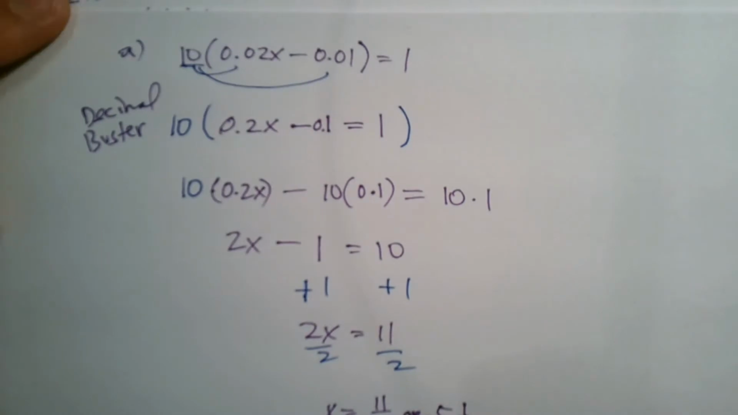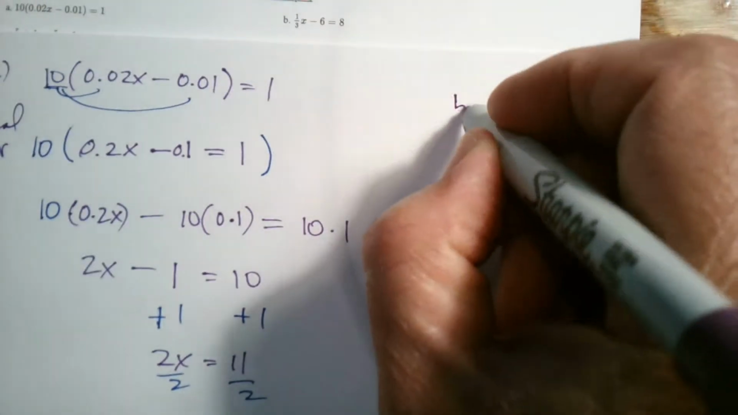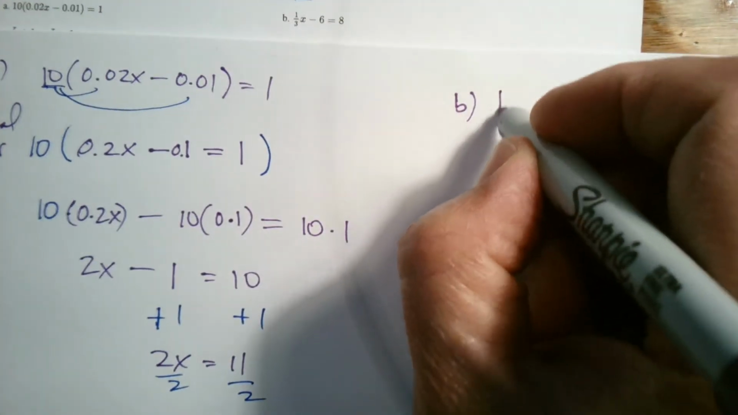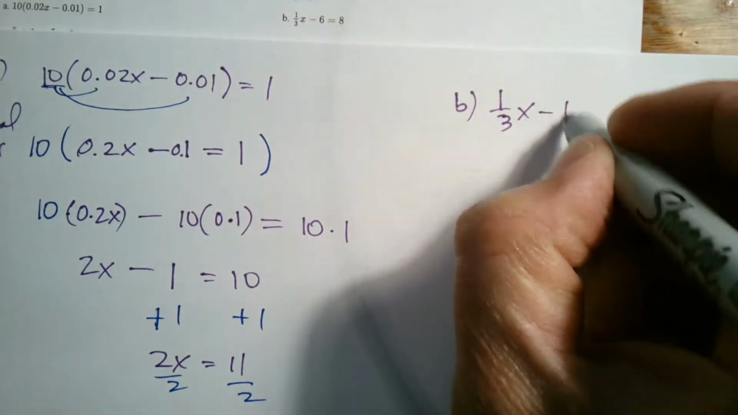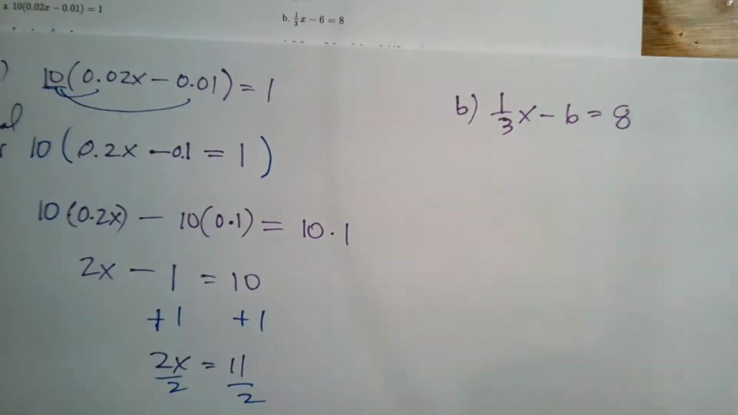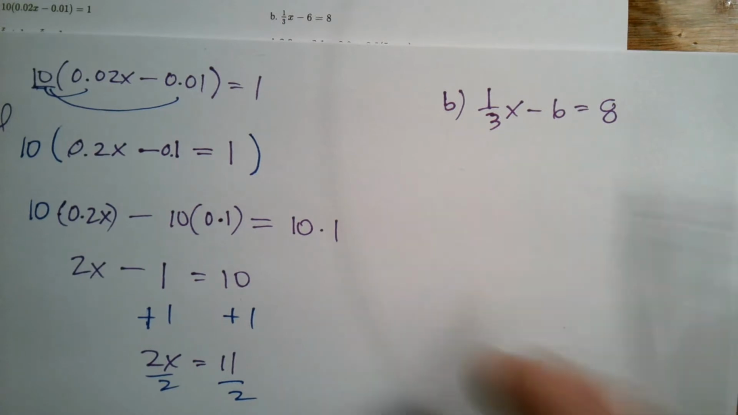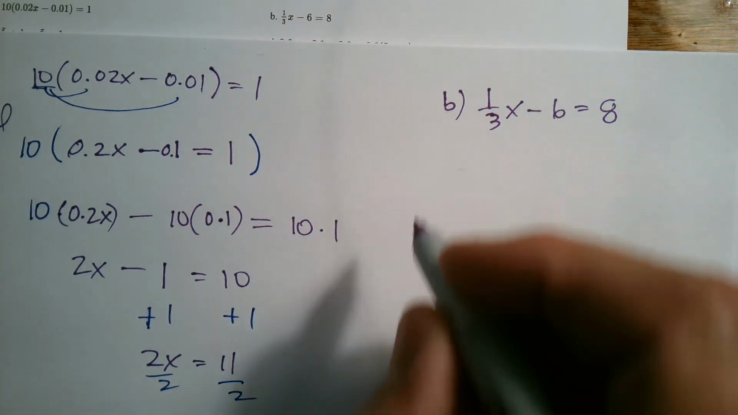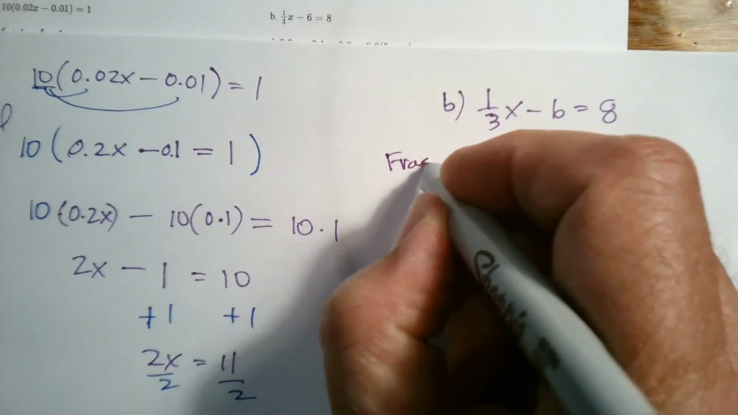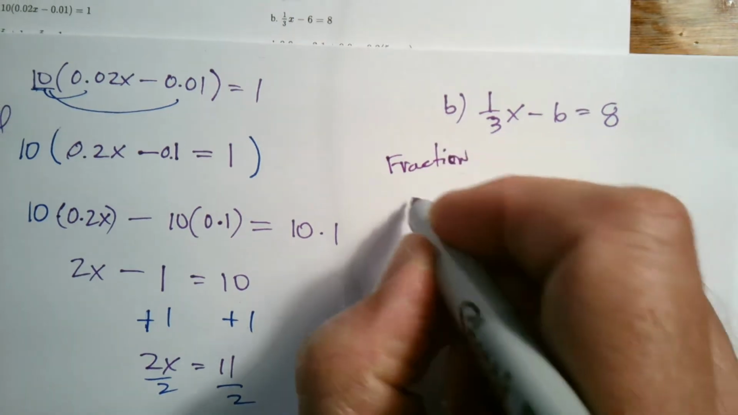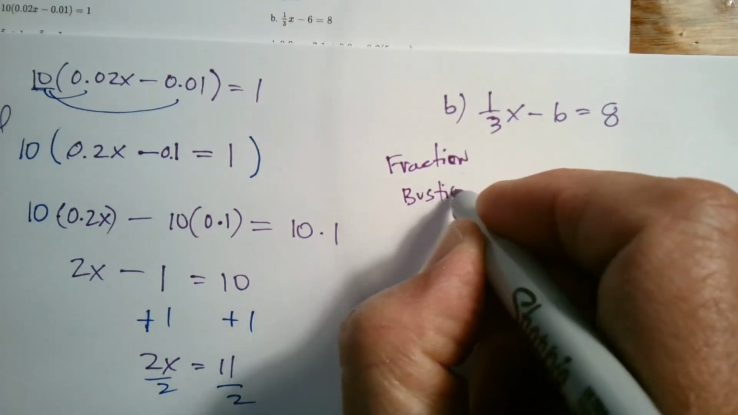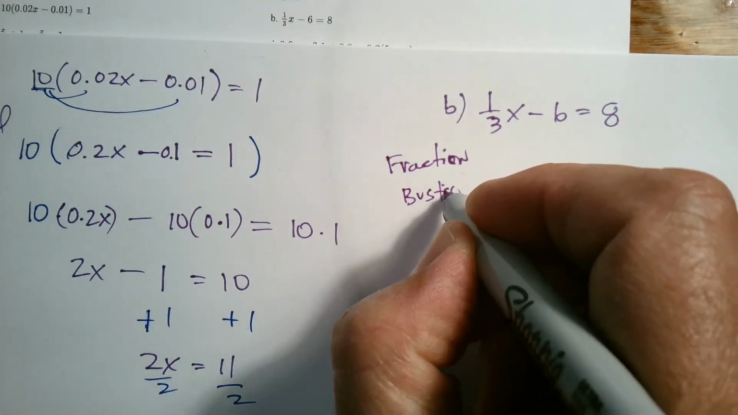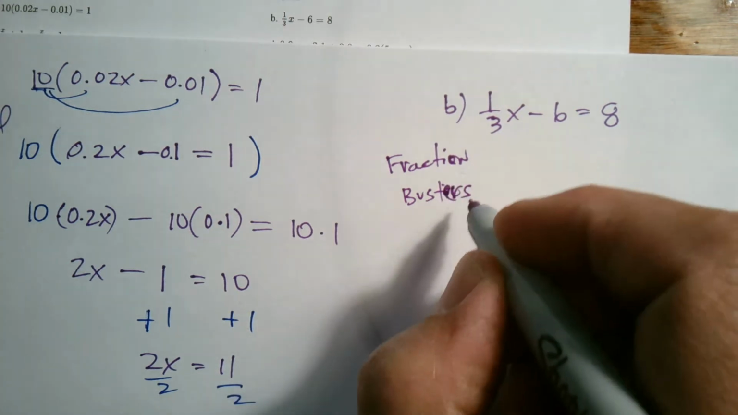So there's A. So let's look at B. B, its equation is 1/3 x minus 6 equals 8. Okay, there's no distributive property to do, so I'm good to go. But in this case, I'm thinking, do I want to deal with a fraction, or do I want to use fraction busters? So I'm going to actually, in this case, use fraction busters, since that's one of the topics here, to make sure we know how to use busters.